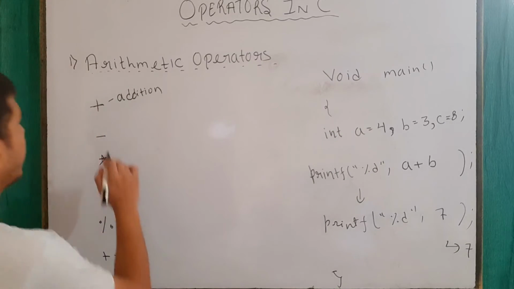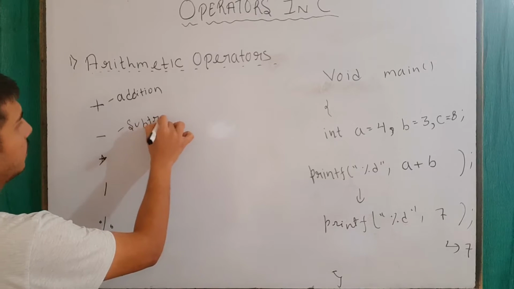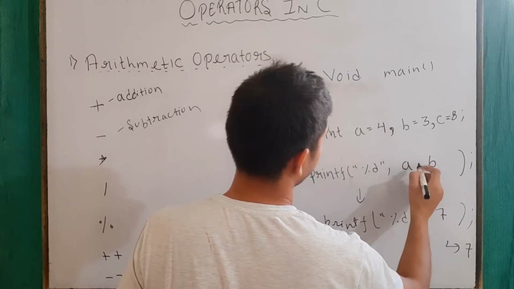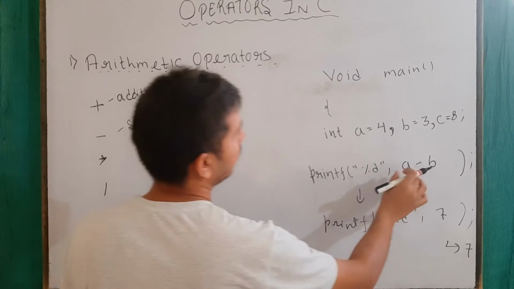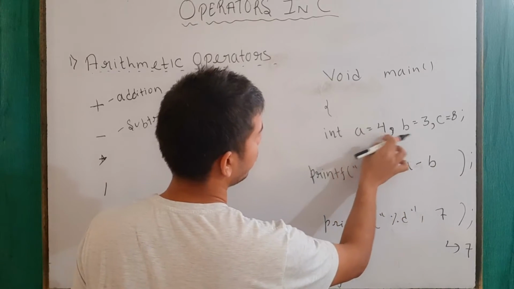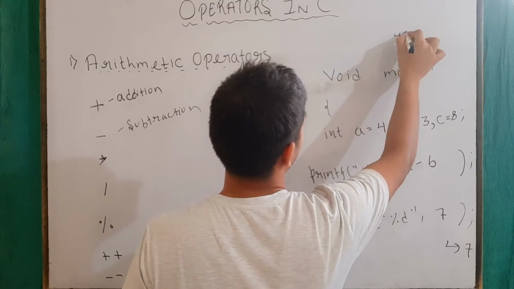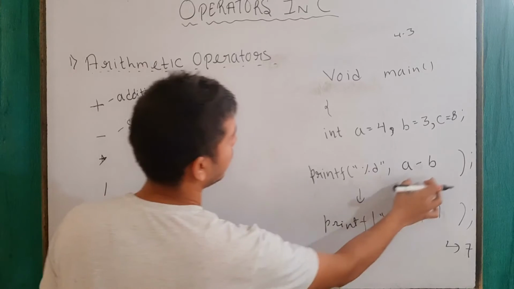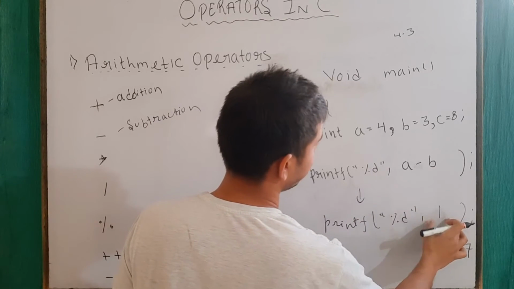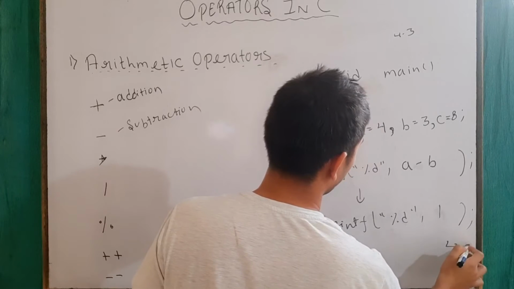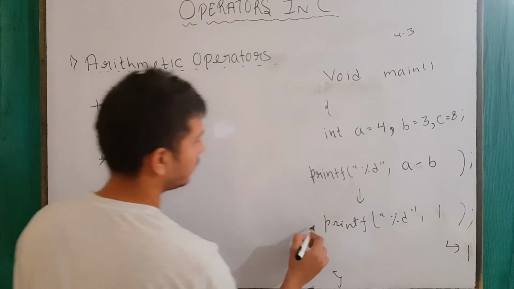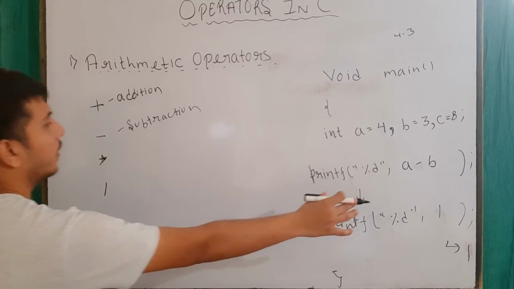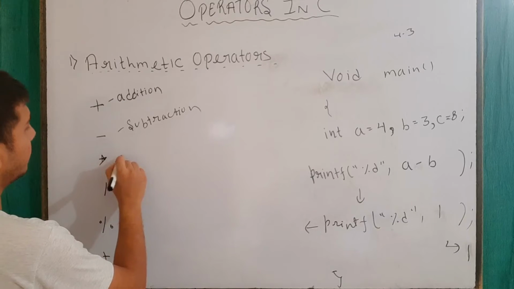Simple addition. Second is subtraction. For example, if I ask A minus B, with A as 4 and B as 3, 4 minus 3, the output will be 1. This is just for telling you what will be the output of this expression. Third is multiplication.